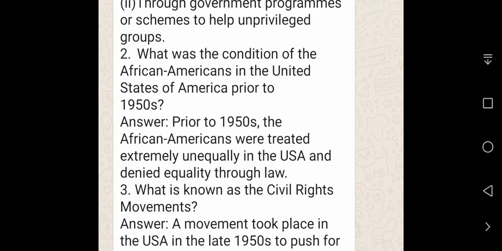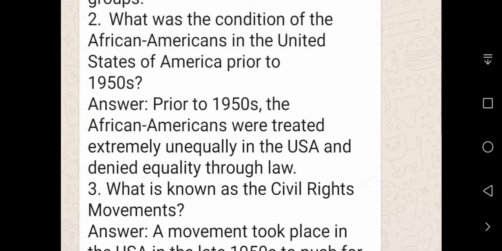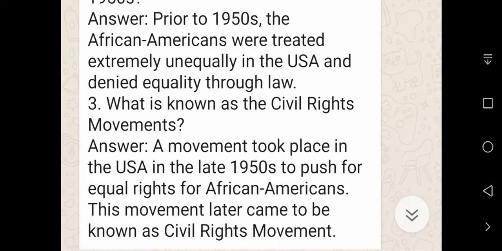Second question, what was the condition of the African Americans in the United States of America prior to the 1950s? Prior to the 1950s the African Americans were treated extremely unequally in the USA and denied equality through law. As I told you in the story, in the 1950s African Americans were ill treated in society. Third question, what is known as the civil rights movement? In the 1950s in the USA, a push for equal rights for African Americans began. This movement later came to be known as the civil rights movement.